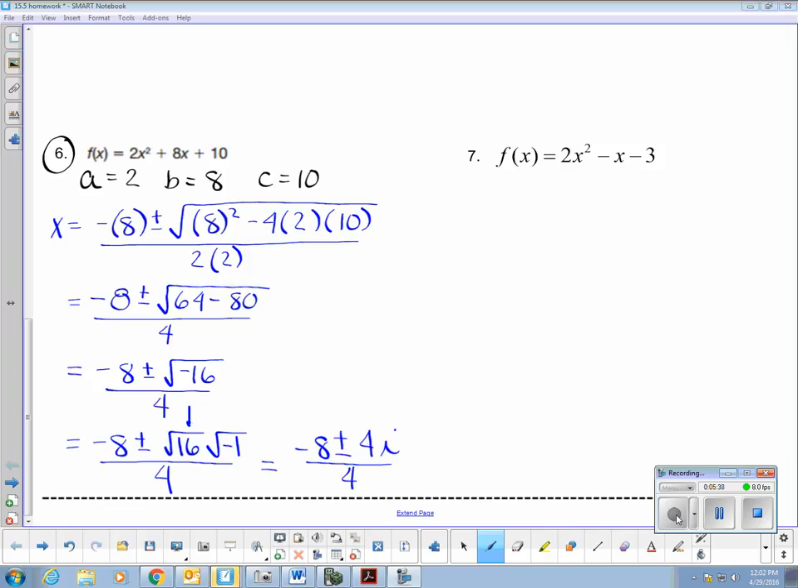So the square root of 16 is 4. The square root of negative 1 is i. What I'm noticing is in my solution, the two terms and the denominator are all divisible by the number 2. They all have a common factor of 2. So I need to simplify this expression by dividing each term by 2.